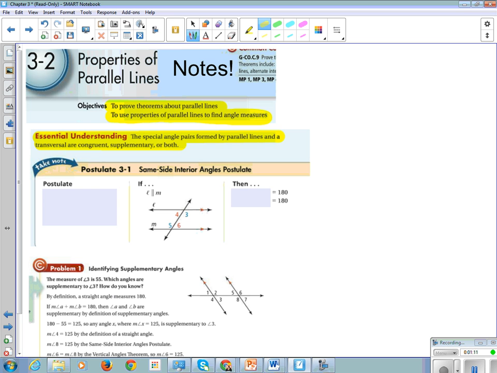So keeping that, let's write that down so we have a reference. Supplementary is they add up to 180. Congruent means that they have the same measure. So make sure you guys write that down, because we're going to be using the heck out of those pieces of information during this section. Same measure.